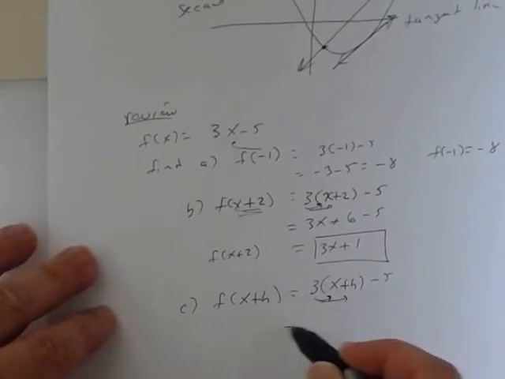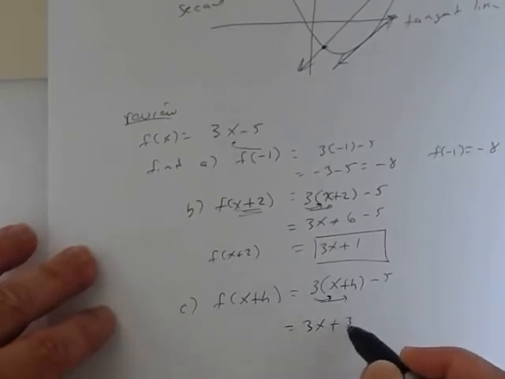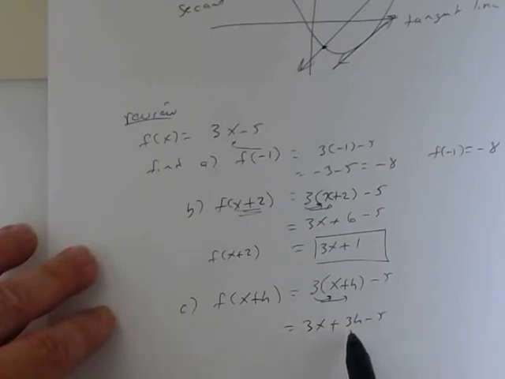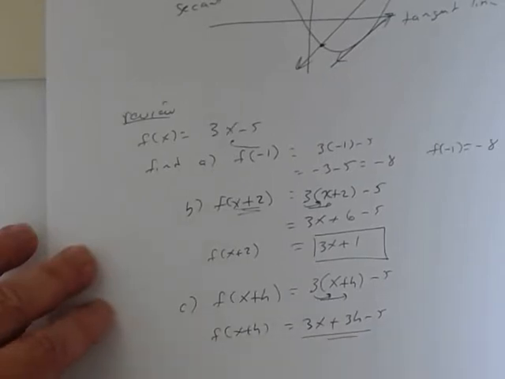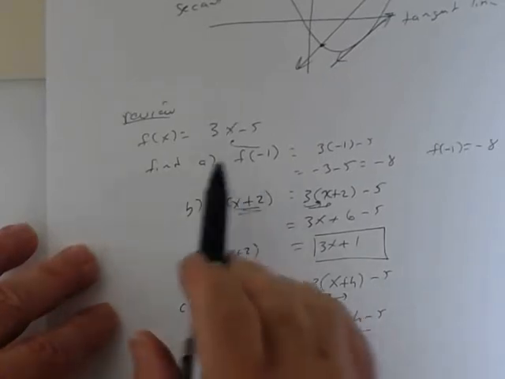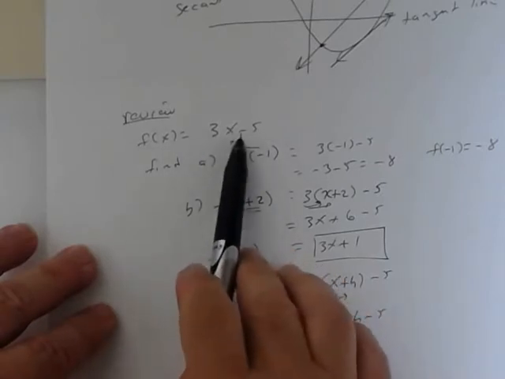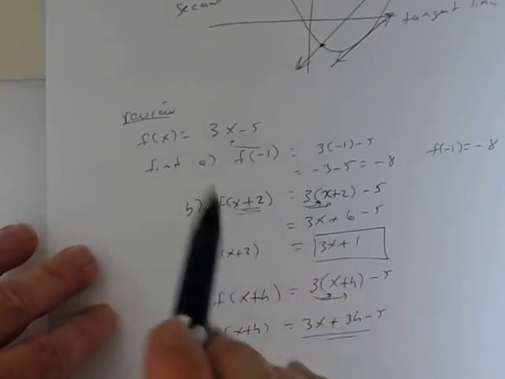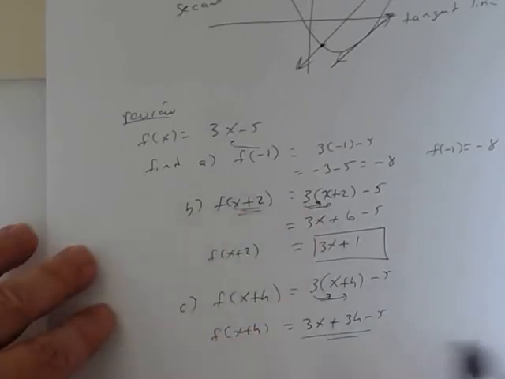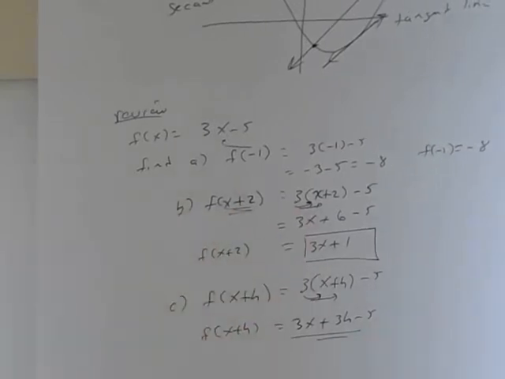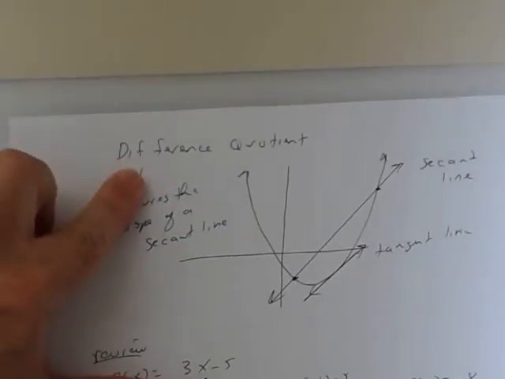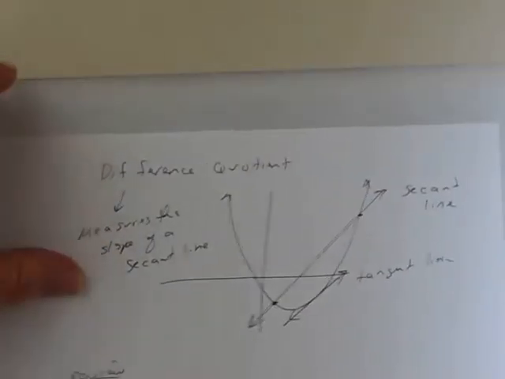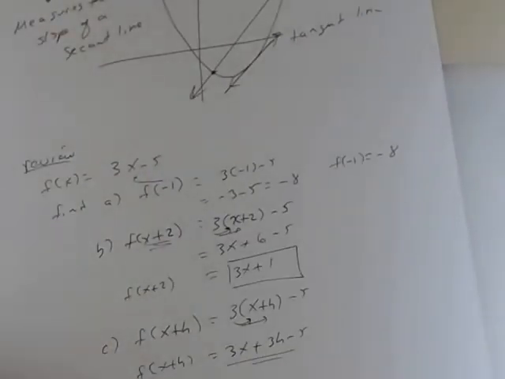Distribute. So that's 3x plus what? 3h minus 5. Can I combine anything? No, so there's your answer. So that's f of x plus h. Okay? Now that was what kind of function? What kind of function is this? Linear. All right, let's do one that's quadratic. Let's kind of do the same thing with quadratic. So we still haven't talked about the difference quotient. We still haven't done that. I haven't told you what that is. In order to be able to do this, you've got to be able to do B and C.